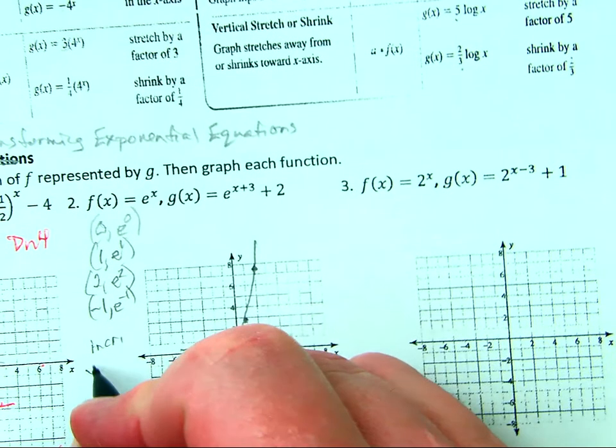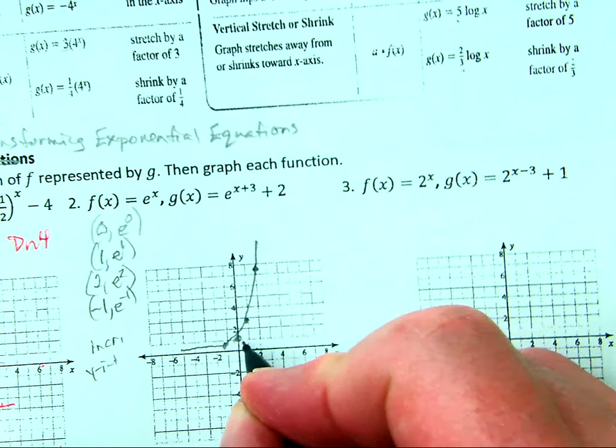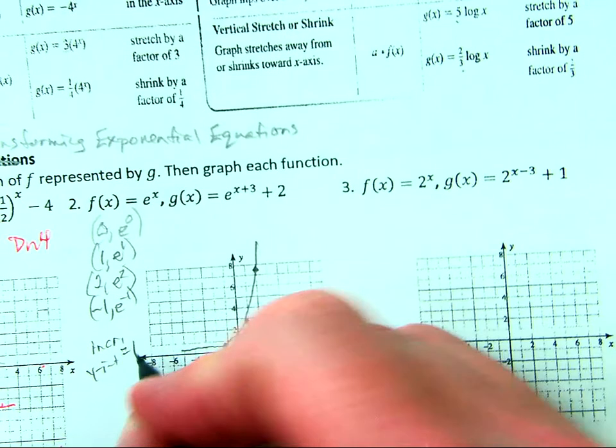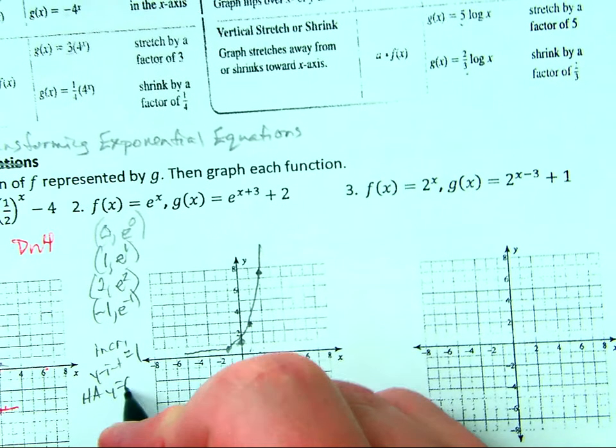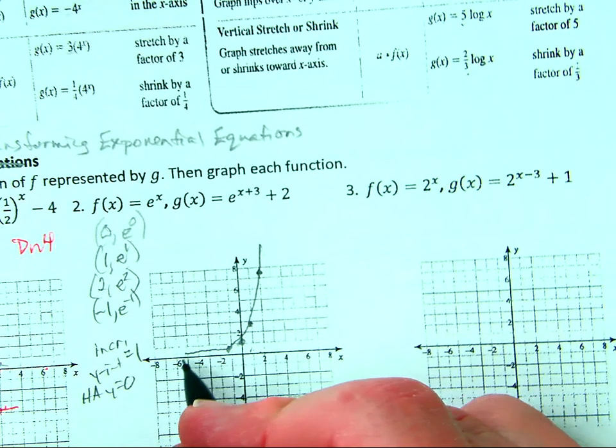It has a y-intercept at 1, and it has a horizontal asymptote at y equals 0, because it's going to get closer and closer to the x-axis, so it never touches.